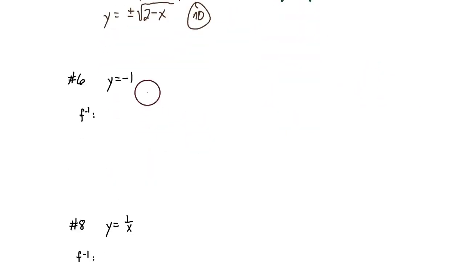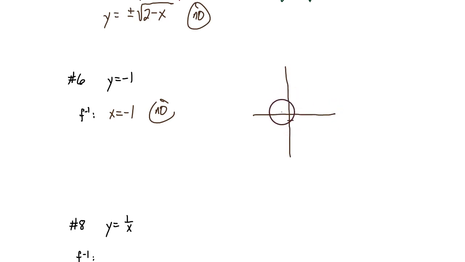Number 6, let's make the inverse by interchanging x and y. There's our inverse. This is a vertical line, so it's not a function. We'll do the original in green ink. It's the line y equals negative 1. And we'll do our inverse in red ink. It's the line x equals negative 1.